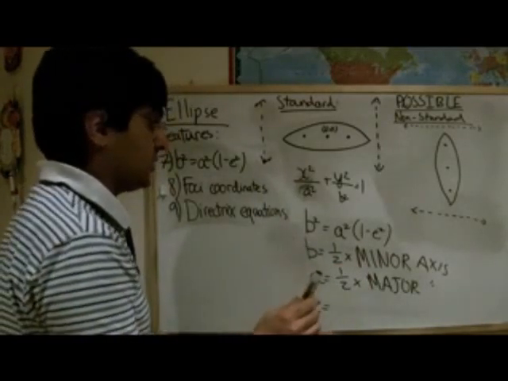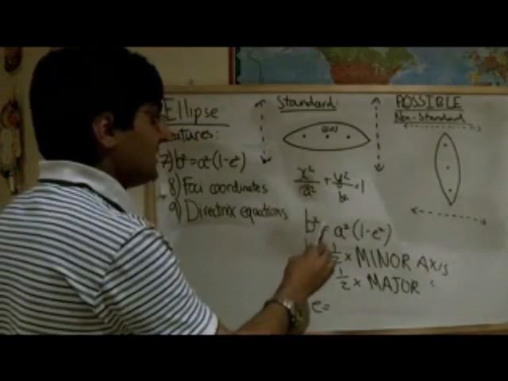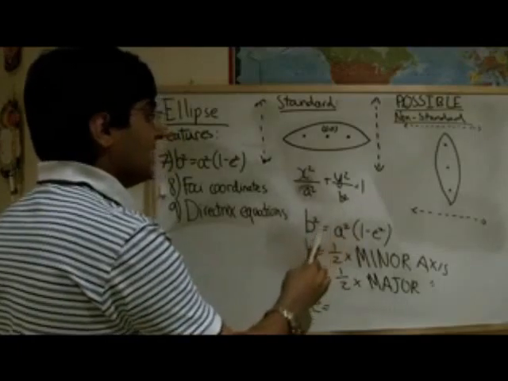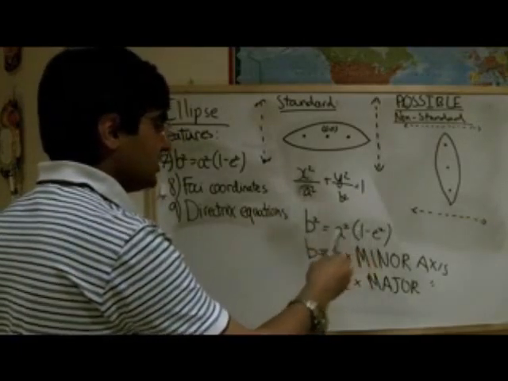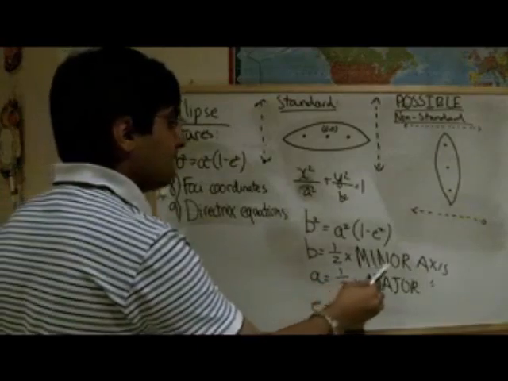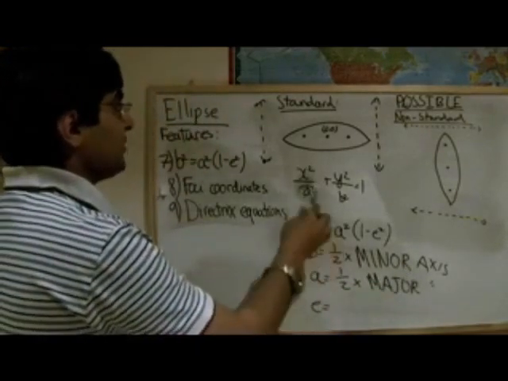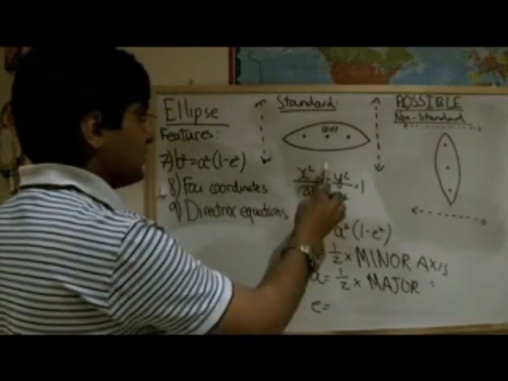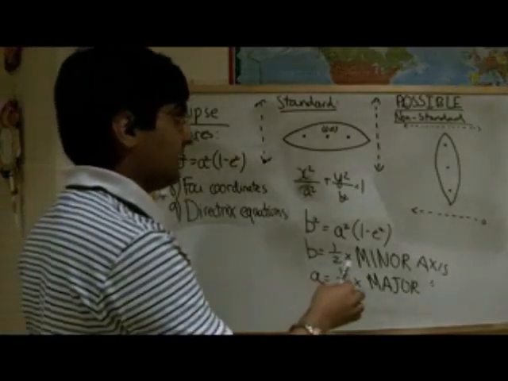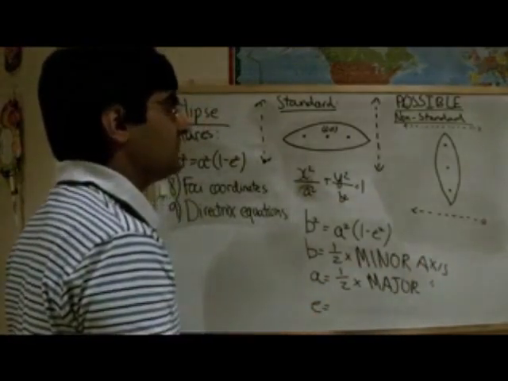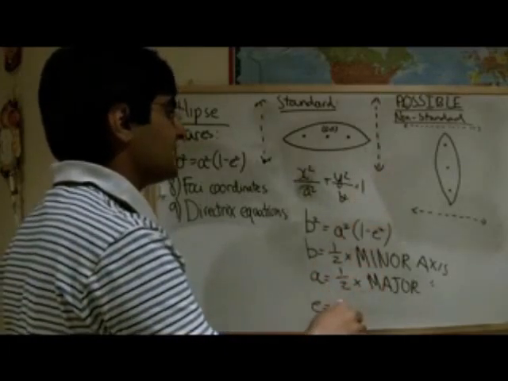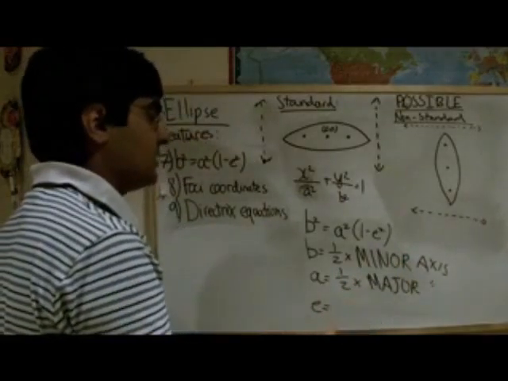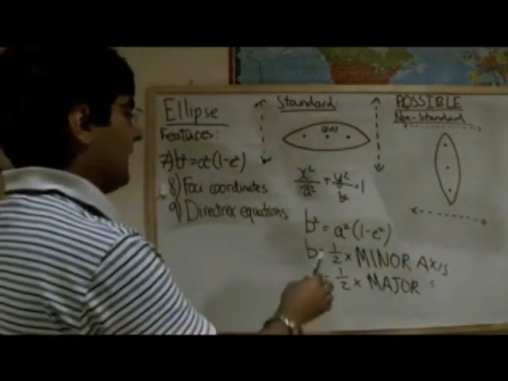Now pay very close attention to what I'm about to say. b is not necessarily half the length of the vertical axis. b in this relation always refers to half the length of the minor axis. So in the case of the standard ellipse, yes, b would refer to half the length of the vertical axis because that's the minor axis. However, if you're looking at a non-standard ellipse where the vertical axis is the major axis, then b would be half the length of the horizontal axis, because obviously the horizontal axis would be the minor axis.